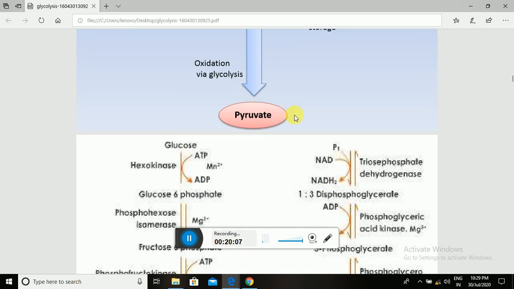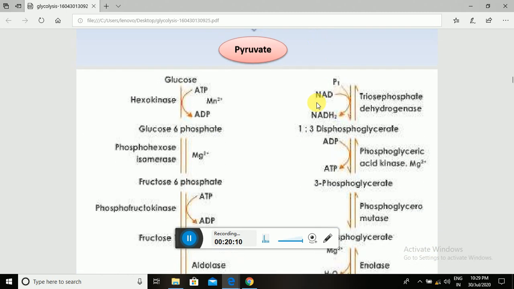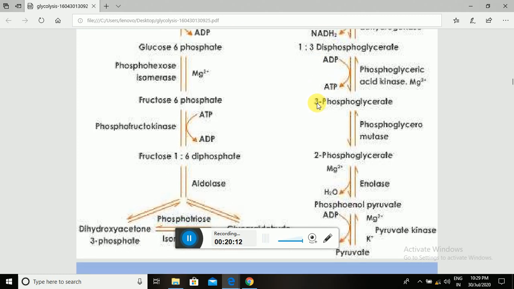In the further lectures, we will discuss the process of glycolysis in detail, stepwise. This is only an overview of glycolysis. So, thank you very much.